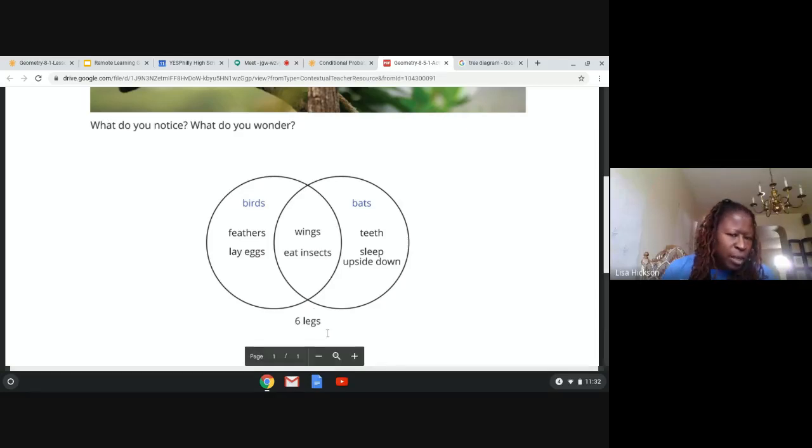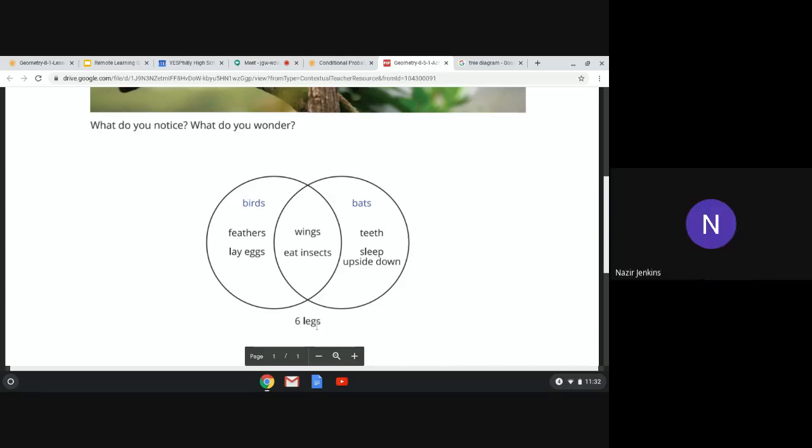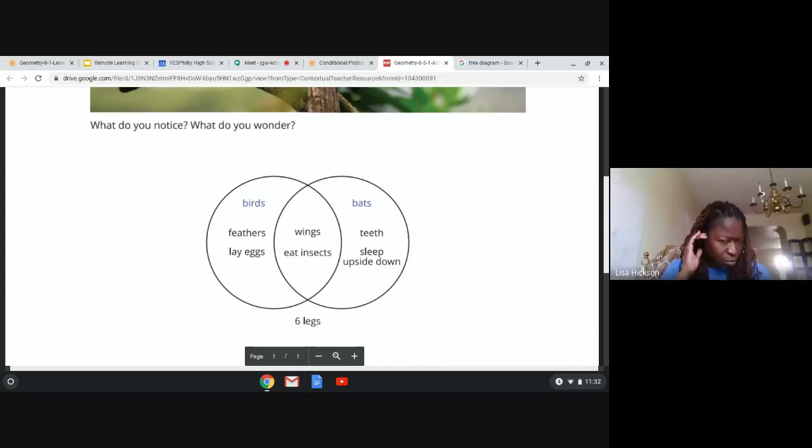Now, what do you think this out here means? Because it's in the diagram, but it's outside. So what does it mean about this? Well, what do you think this means? Something they both don't have. Exactly. This thing does not relate to either group.